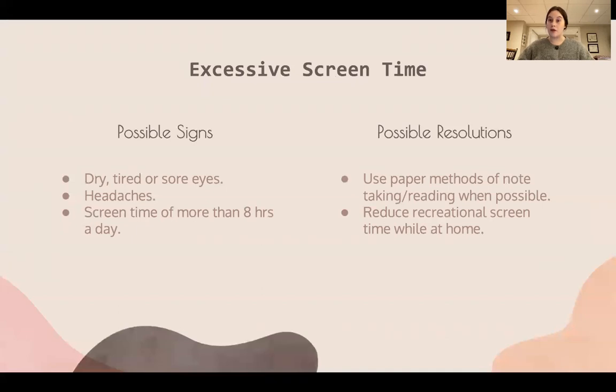I know a lot of us right now are in online school, so we're confined to our computers for most of our learning. But if we take a bit more of a break from scrolling on our social media, watching TV, or playing video games, that'll help out from the excessive screen time point of view.